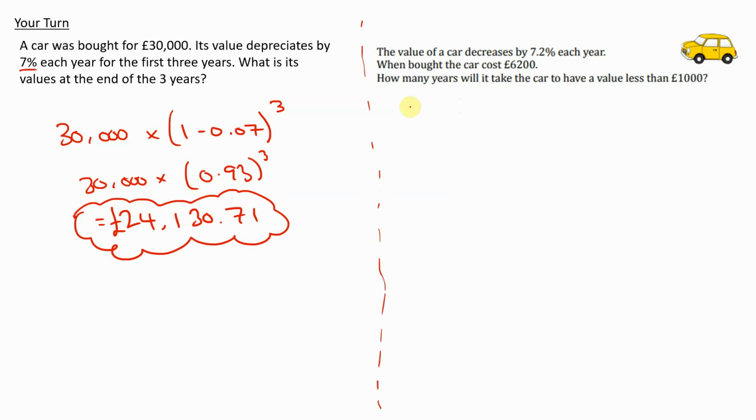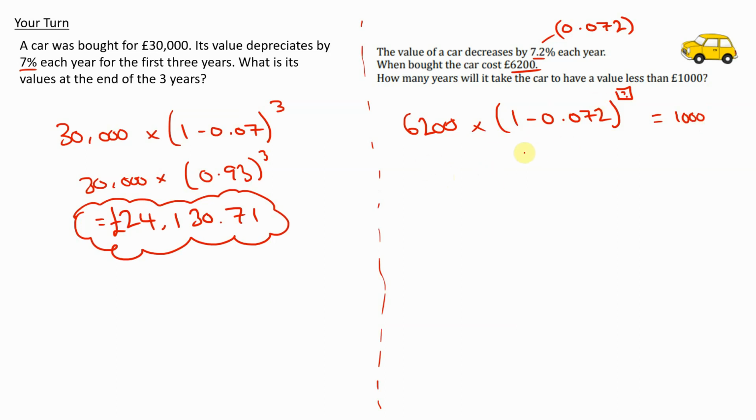Okay, and then this one, the starting value is 6,200. It decreases by 7.2%, so it's a difficult one to find. So 0.072 would be my decimal equivalent of that. So I want to times that by 1, subtract 0.072. Times by, well, we don't know what we want to times it by yet. And when we do that, we want it to turn out to be £1,000.